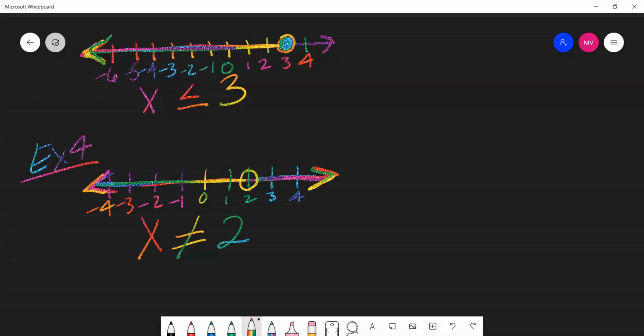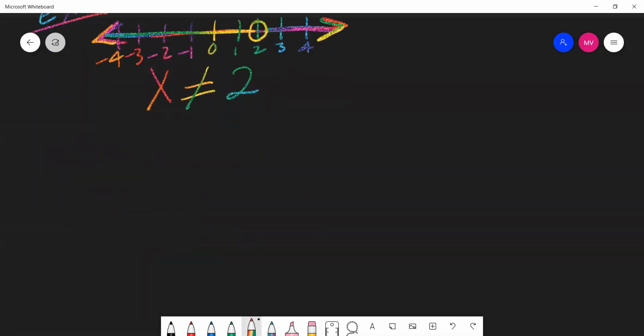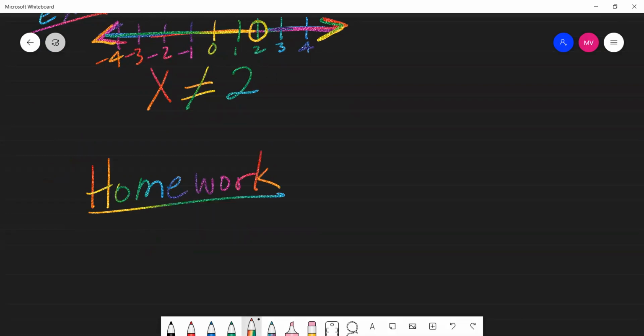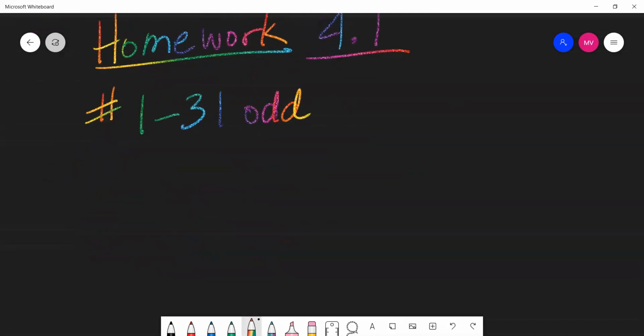All right, so yeah, 1 through 31 odd. Okay, so this is not homework for the weekend, but this is the homework assignment for this section. But for 4.1, we'll start with 1 through 31, odd. All right. So we'll go through these.